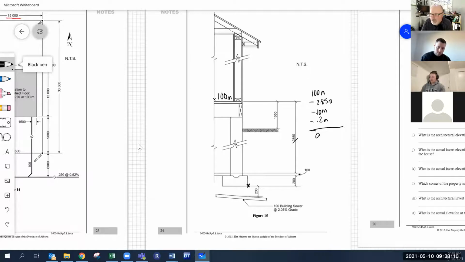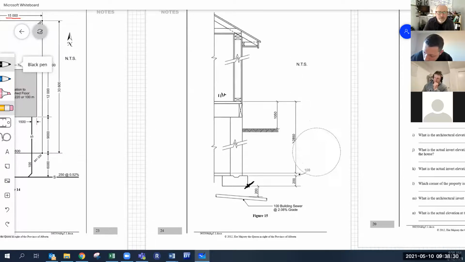So it should come out to what? 96.85 meters is the bottom of the footing.